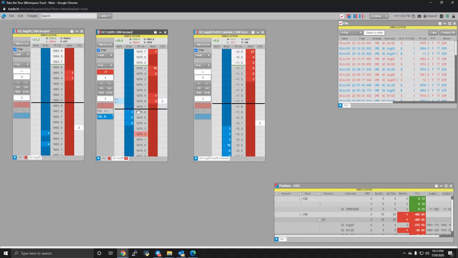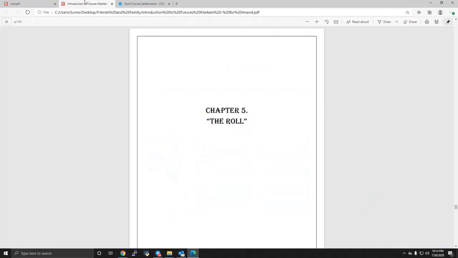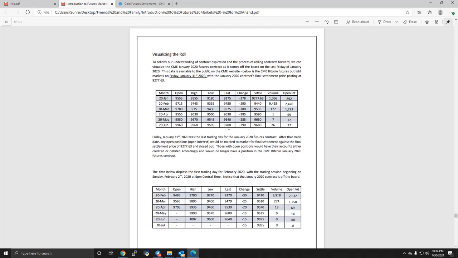So let's see now if we'll still get delayed data. It sure seems like it, but not so bad. We're going to be flat everything here. And we're going to go to the book for a minute, and we're going to visualize what the roll is.